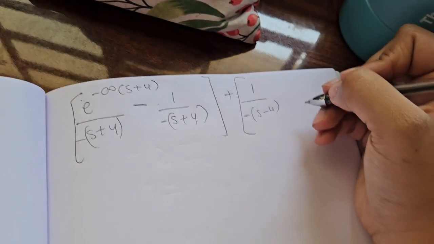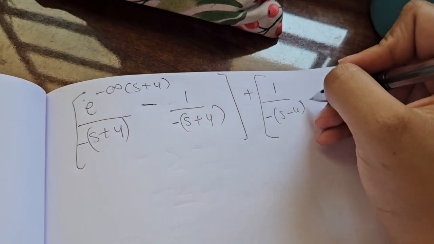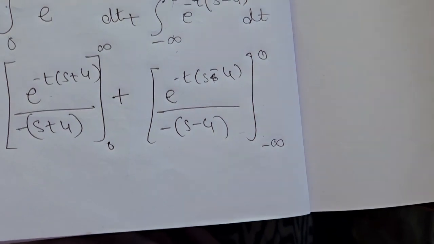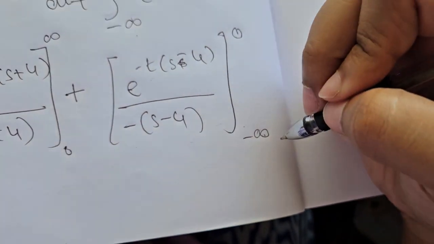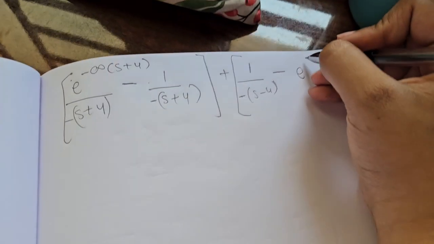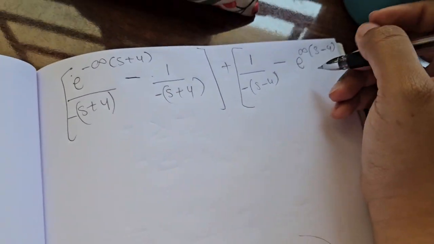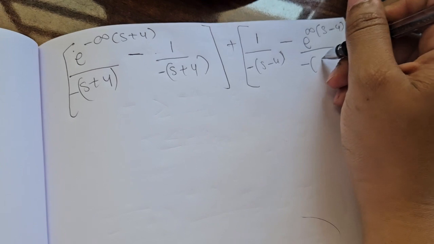Sorry, my camera was lined up wrong. Okay. Minus e raised to minus t and minus infinity will give you plus infinity. So e raised to infinity into s minus 4. Now pay very close attention here.